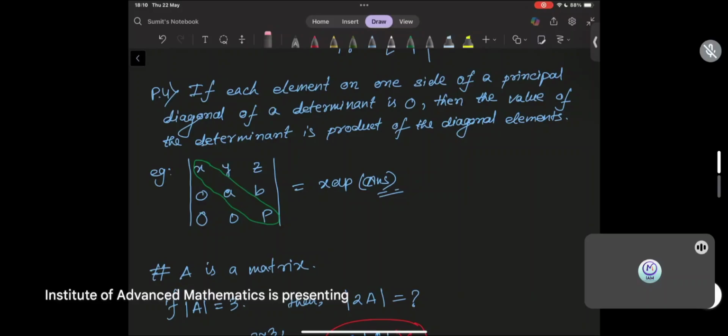The diagonal is there. What are the diagonal elements? X, A, P. Then the value of the diagonal determinant will be X, A, P. Without expanding, we can write it. Always, this property is most important. I am giving you a star on that. This is the most important property, because if you are asked to find the value of the determinant without expansion, always we will try to make this format.